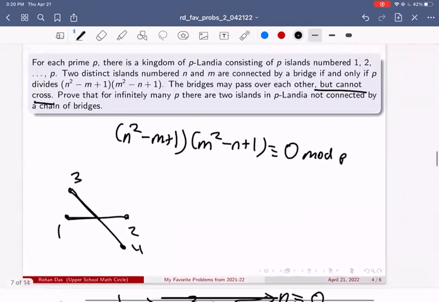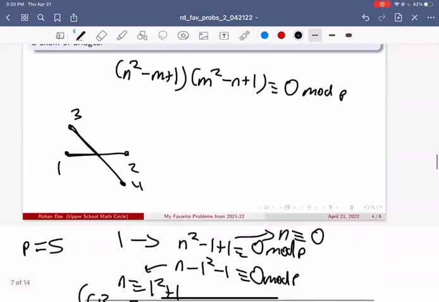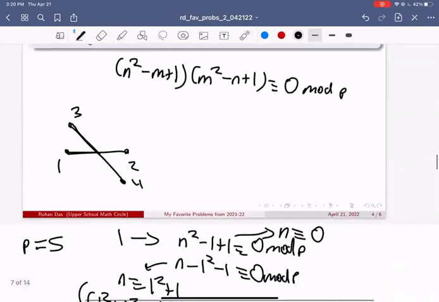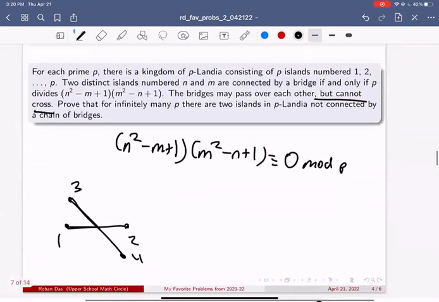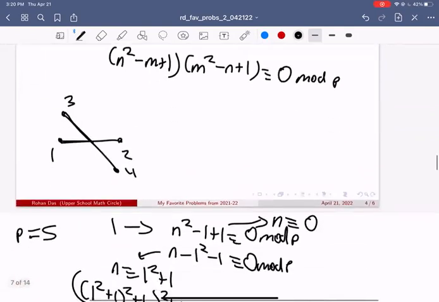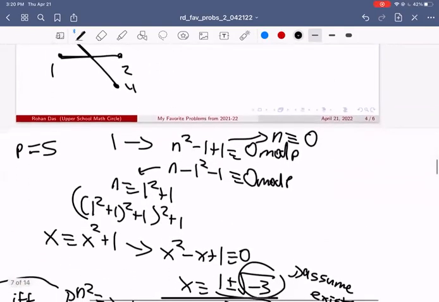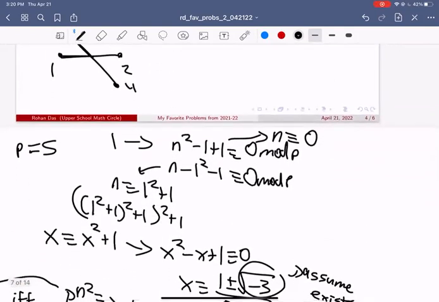Yeah. So by trying out a few examples and experimenting with them, we can find that the x squared plus 1 condition that's derived from this is very annoying to deal with. And instead we can try to sort of eliminate it by setting x equal to x squared plus 1.